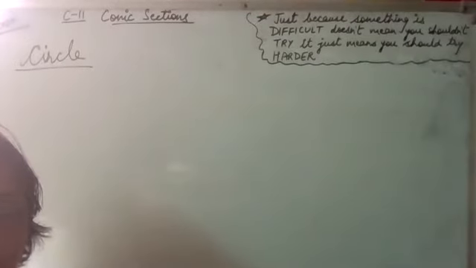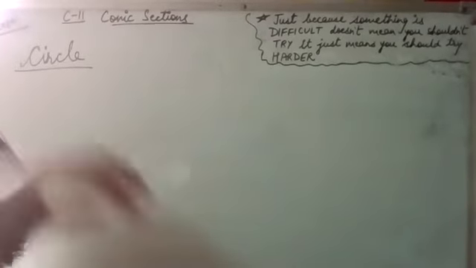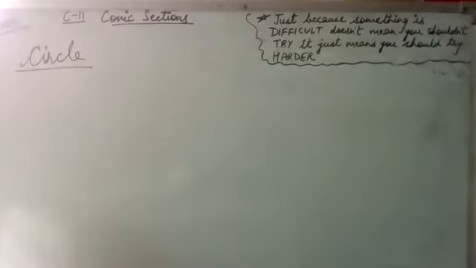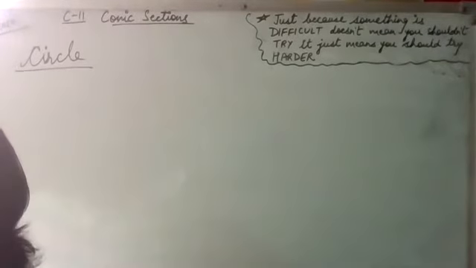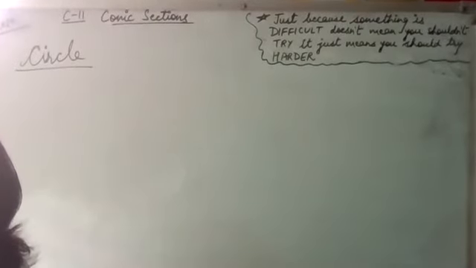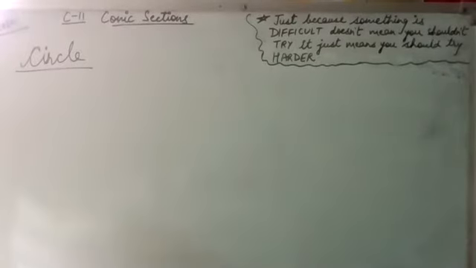Yes? Ma'am, a circle is defined as the locus of a moving point from a fixed point. Okay, very good. Very good. Locus. Now we have used the word locus. What do we mean by locus?